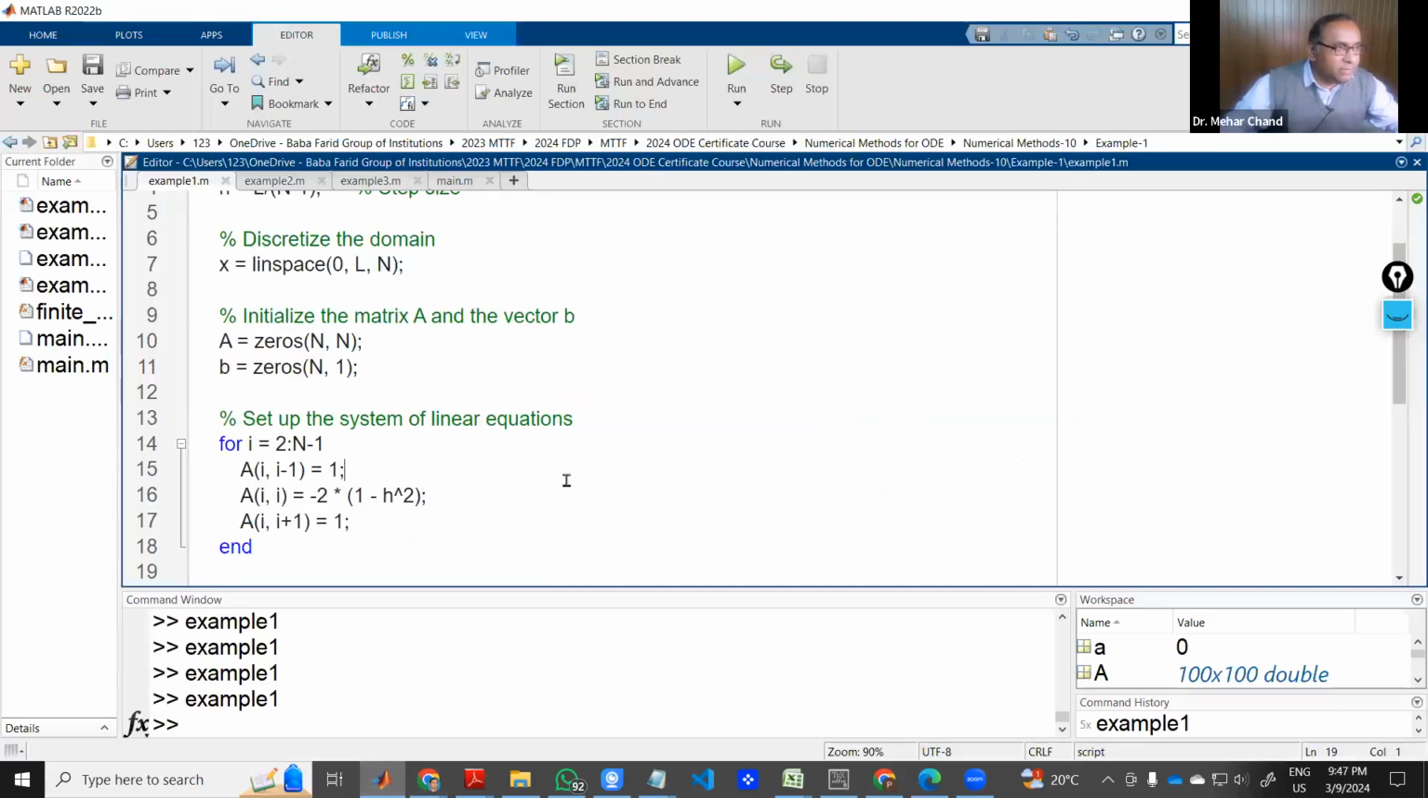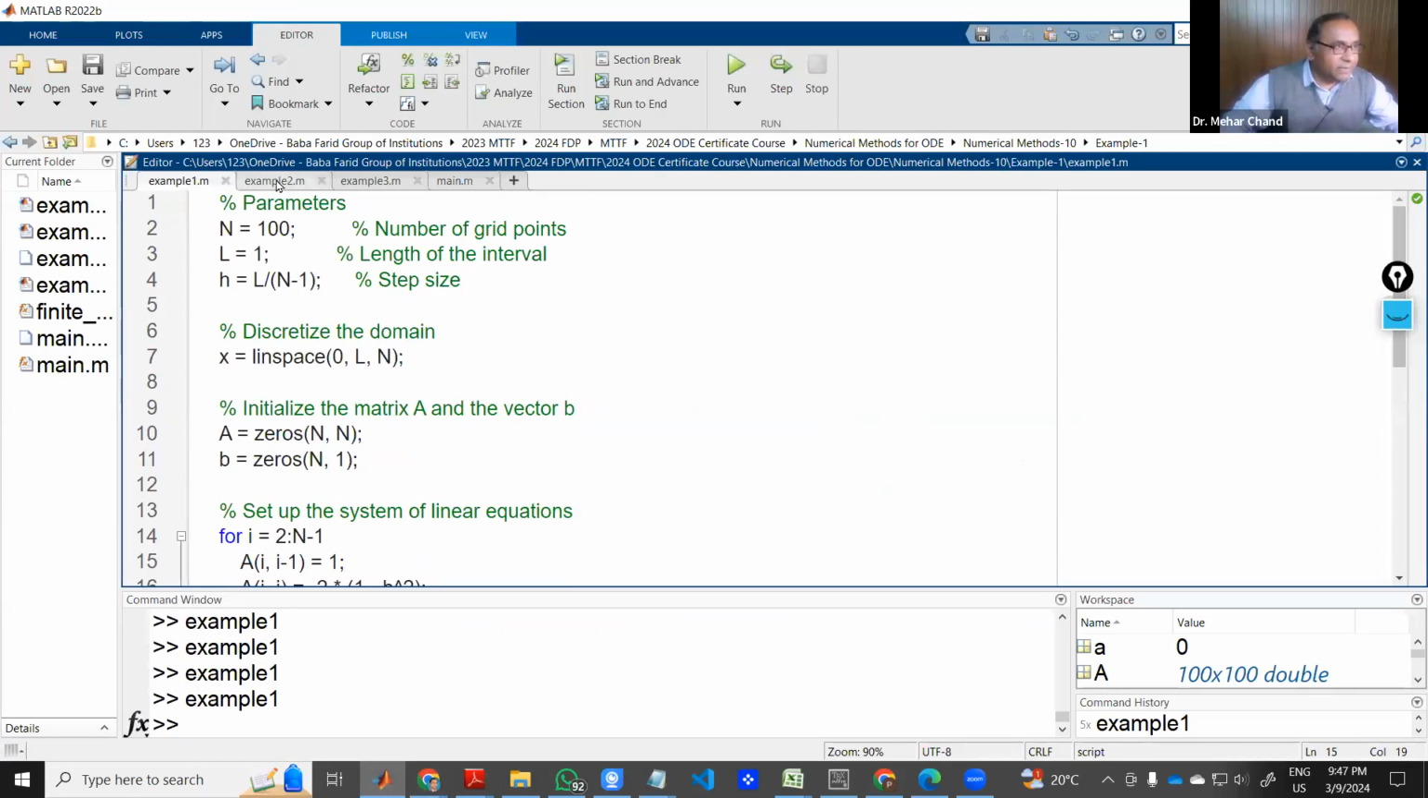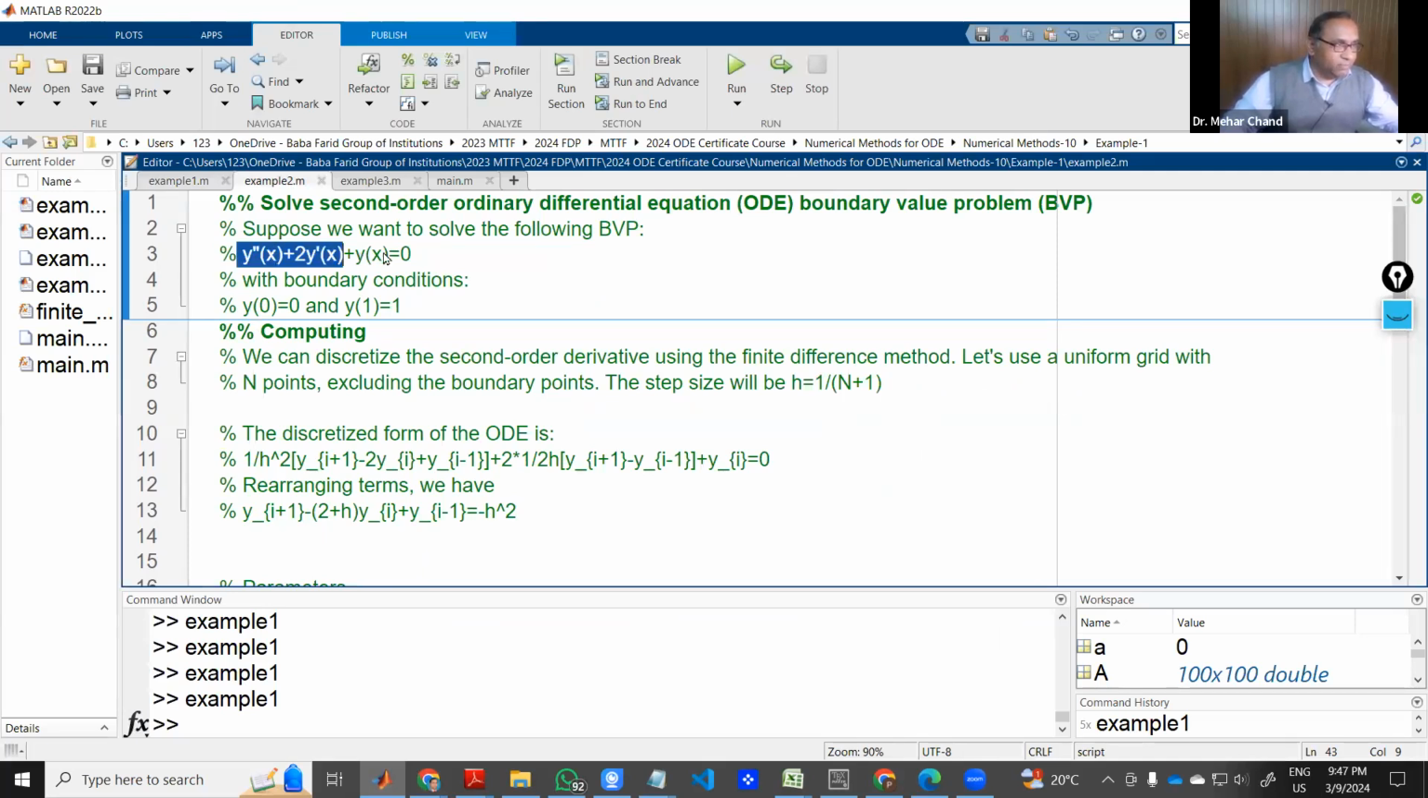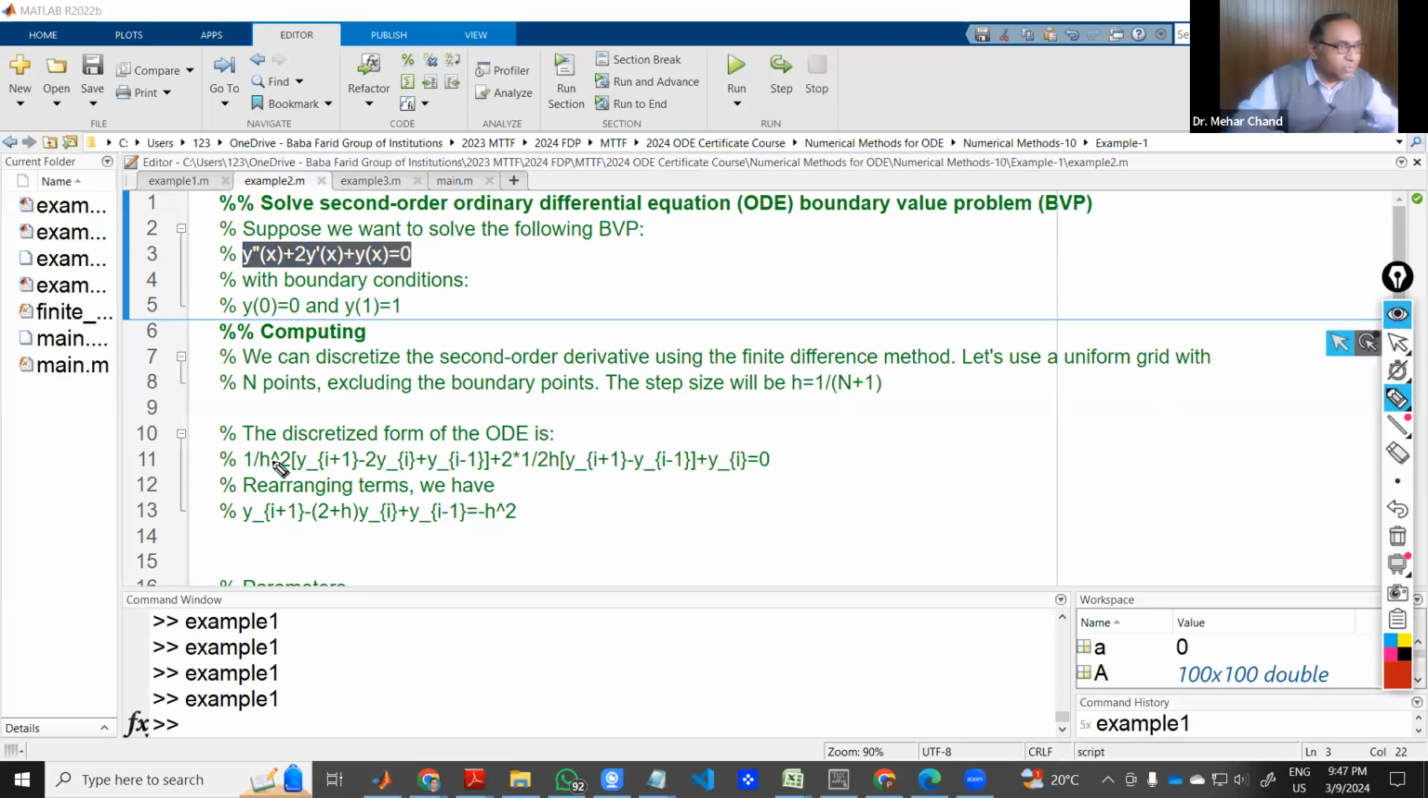But in the next example, which we are discussing here, the equation is in this form: y''(x) + 2y'(x) + y(x) = 0, with y(0) = 0 and y(1) = 1. In this case also we will use the finite differences and the expressions which I already explained in the beginning. When you put in the values of y''(x) and y'(x), the equation will reduce to this form.